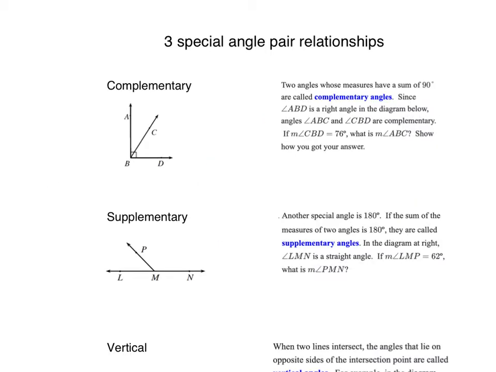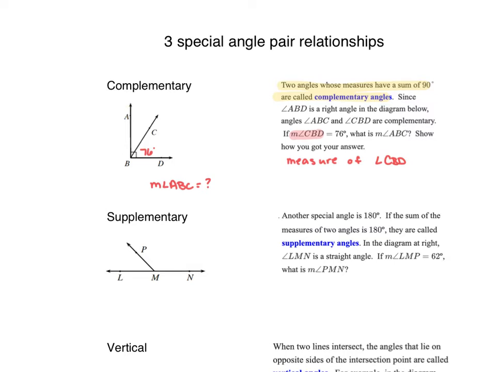All right, now that we know how to name angles, we're going to take a look at 3 special angle pair relationships. The first is complementary. We say two angles are complementary if their sum is 90 degrees. In this diagram on the left, angle ABD is a right angle, then angles ABC and CBD are complementary. If the measure of angle CBD, where that little m stands for measure, is 76, what is the measure of angle ABC?